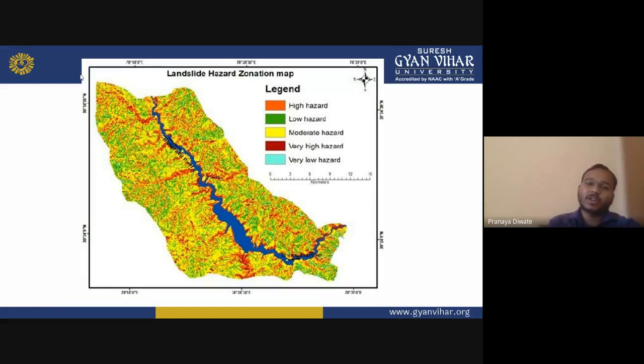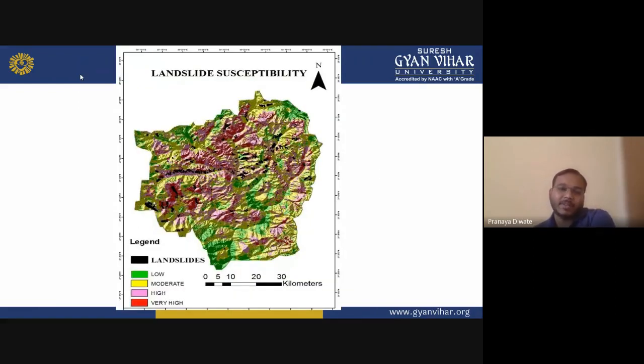is the area which has a high hazard zone. Now the second color is the low hazard zone. Yes, there is hazard, but low hazard. This is landslide susceptibility mapping, meaning what is the chance of having a landslide in that landslide susceptibility map.